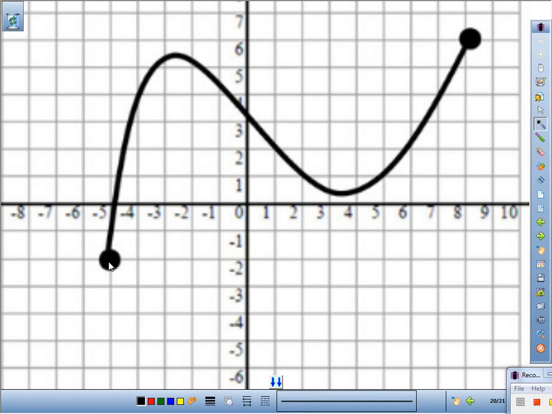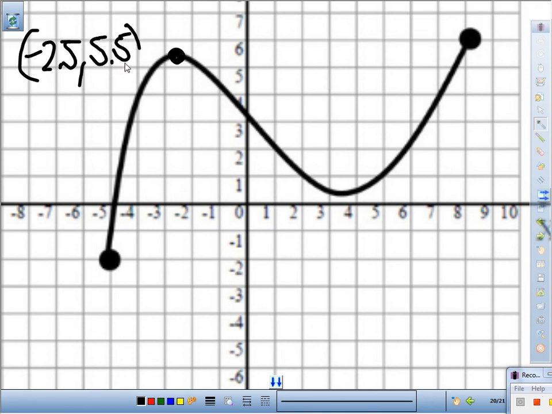So I'm going to give you, this point is -5, -2. This point is 8, 6. But now I'm going to give you some points in between. I'm going to give you this one right here, which is -2.5, 5.5. That's this one. And this one right here, that one is 3.5, comma, 0.5. That's that point right there. So now that'll help you do the curve.